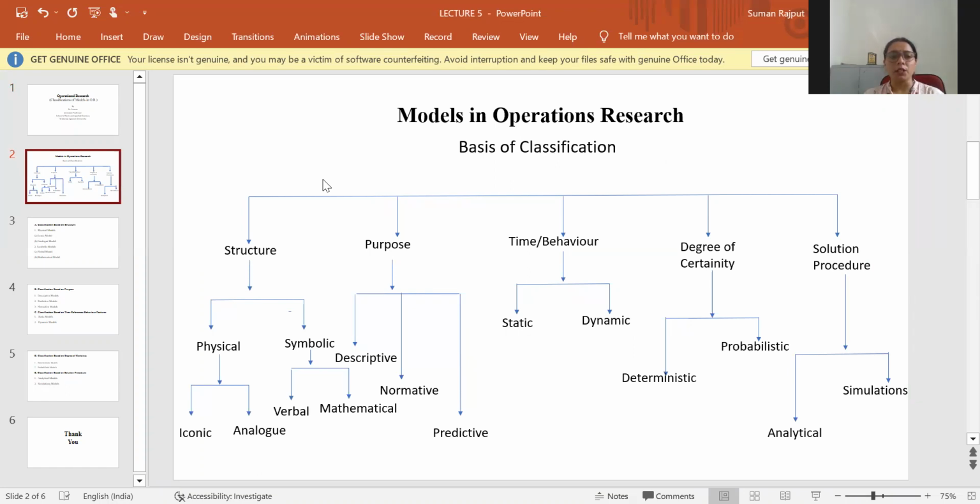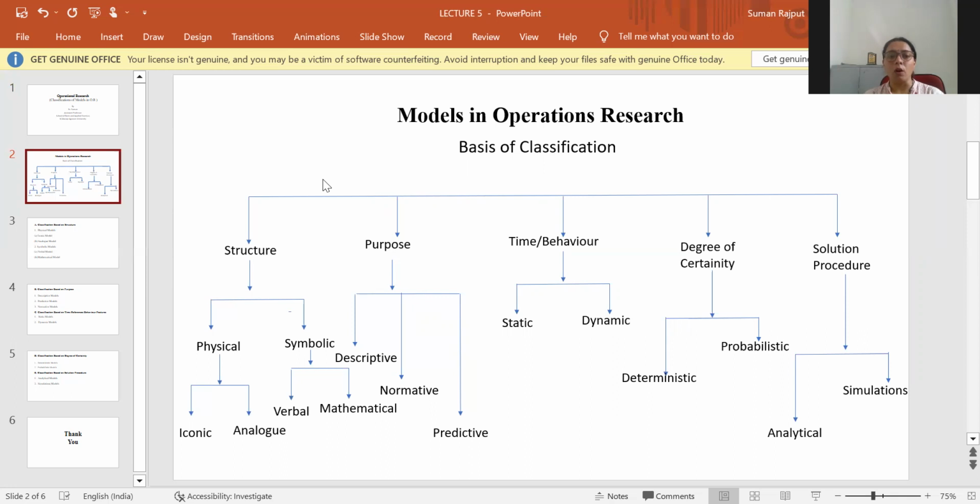So on the basis of structure, these models are further divided into two types: physical and symbolic model. And again, the physical model is further divided into two categories: iconic model and analog model. And the symbolic model is again further divided into two models, that is a verbal model and mathematical model.